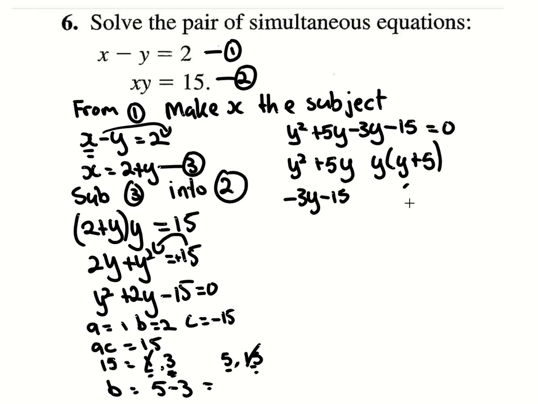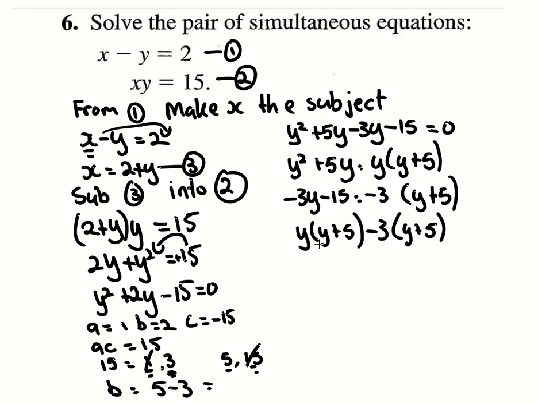Now our aim is our brackets have to be the same. So y plus 5. So we're going to kind of work backwards. Y by what would give you minus 3y? Y by minus 3. Let's multiply it. Minus 3 by y is minus 3y. Minus 3 by positive 5 is minus 15. So we know that this is correct. So now we combine these two, which is y by y plus 5, close bracket, minus 3 by y plus 5. Because our brackets are the same, we are going to put it in one. Y plus 5 and then y minus 3 is equal to 0.